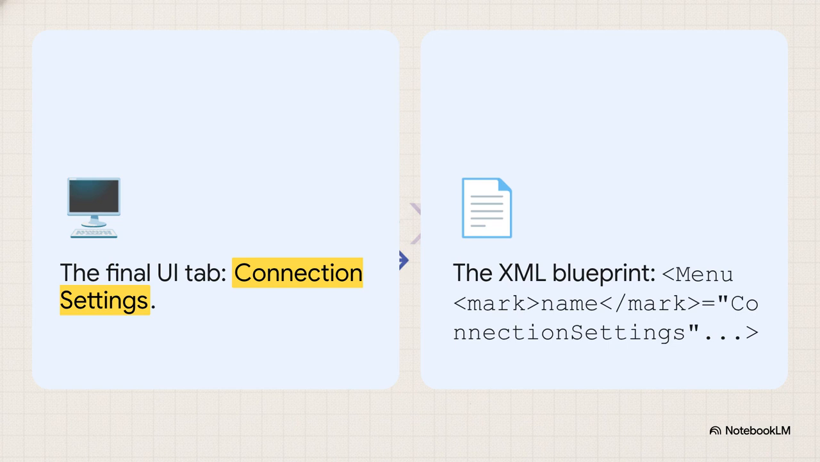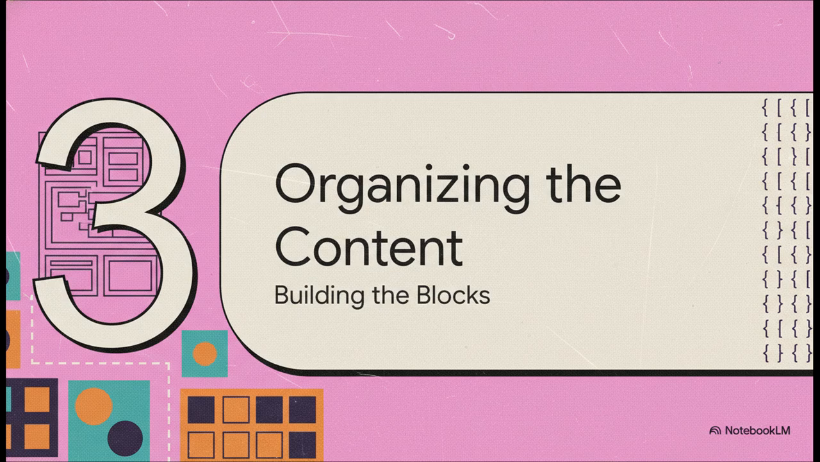And this slide shows it perfectly. On the left, you see the Connection Settings tab in the final UI. And on the right, that's the single line from our blueprint that created it, a menu tag with the name Connection Settings. It's a direct one-to-one relationship. One tag creates one whole page. It's that straightforward.